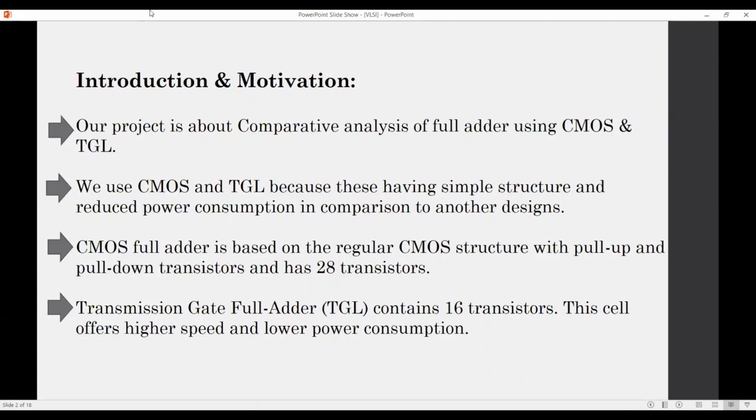The complementary CMOS full adder is based on the regular CMOS structure with pull-up and pull-down transistors and has 28 transistors. Again, another transmission gate full adder is presented that contains 16 transistors. Among the two, the most conventional one is the complementary CMOS full adder and the advanced one is the TZL full adder. As it has fewer transistors, power consumption is also less. For your information, we have used symmetric pull-up and pull-down transistors to make the circuit easier.